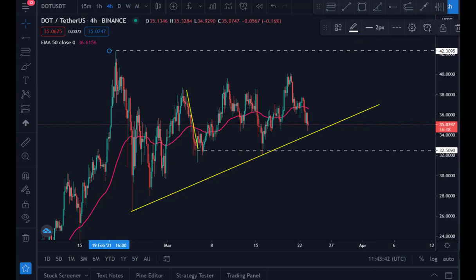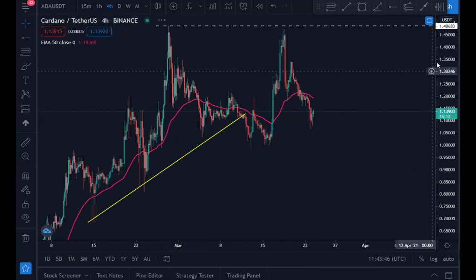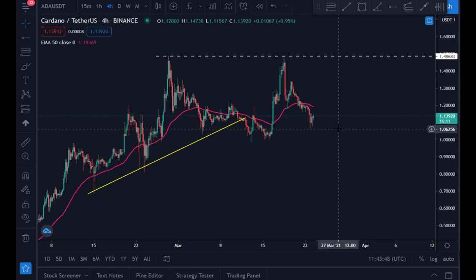The last but not the least here, I'm just remembering, is Cardano, guys. You guys told me about Cardano. What do I think? You see what I told you yesterday, that I'm expecting Cardano to retest this. I've seen this structure many times.